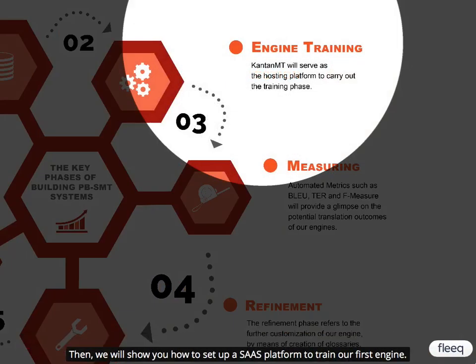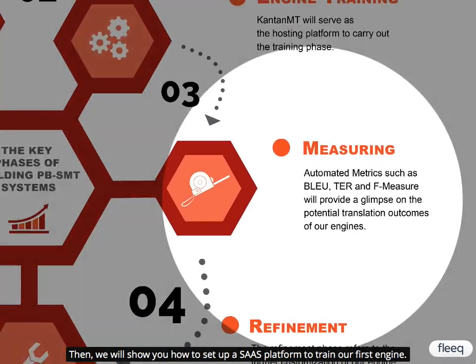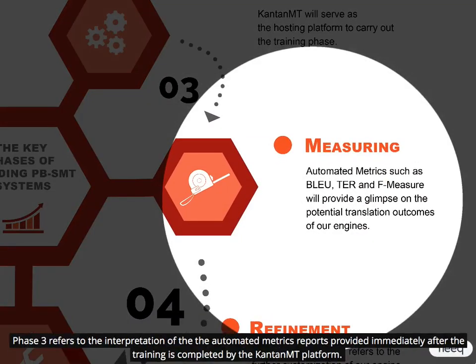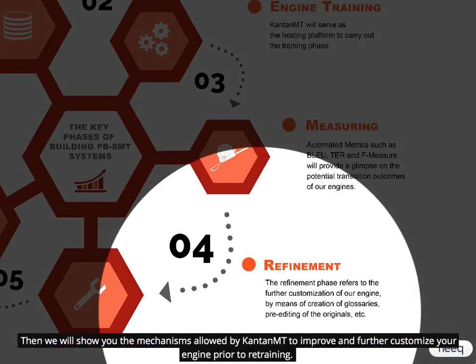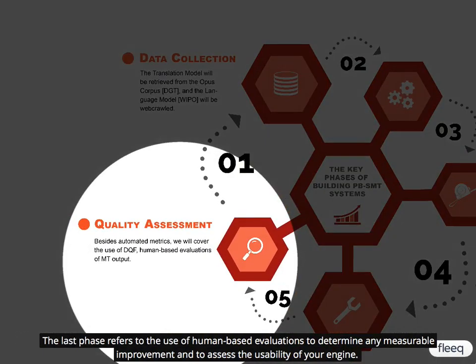Then we will show you how to set up a SaaS platform to train our first engine. Phase 3 refers to the interpretation of the automated metrics reports provided immediately after the training is completed by the Canton MT platform. Then we will show you the mechanisms allowed by Canton MT to improve and further customize your engine prior to retraining. The last phase refers to the use of human-based evaluations to determine any measurable improvement and to assess the usability of your engine.